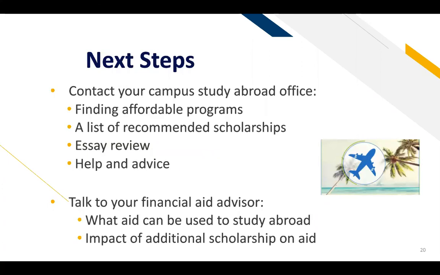All right, so next steps, now that you have the tools you need to get going, I recommend that you contact your campus study abroad office so that you can find that affordable program and get a list of recommended scholarships and ask any questions about getting your essay reviewed or general tips and advice. Make sure that you also make an appointment to talk with your financial aid advisor. You want to find out what aid you can use to study abroad and what the impact would be of additional scholarships on your existing aid.